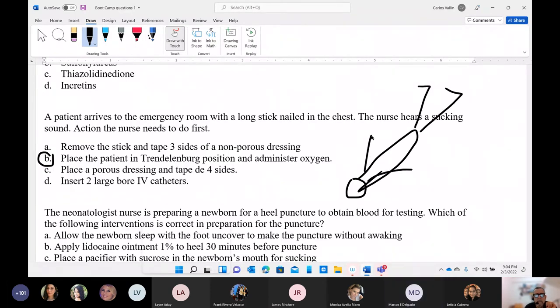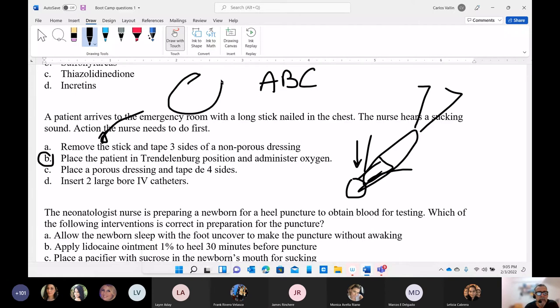Yes, but one word here says that the priority is a patient that has pneumothorax, a patient that has a respiratory problem. I think that the Trendelenburg position doesn't favor the... It's A. Okay, but what disqualifies A is that you remove the stick.